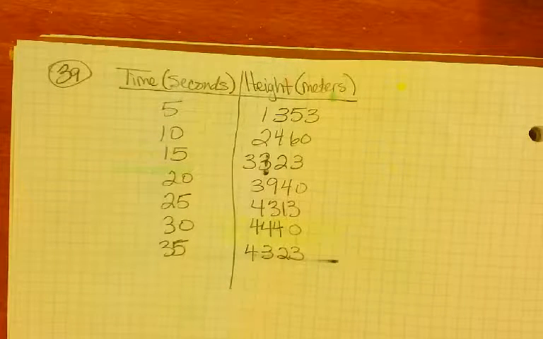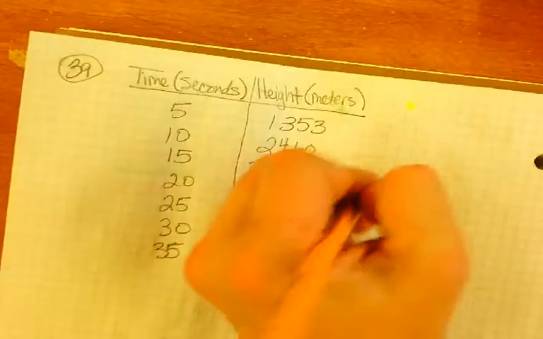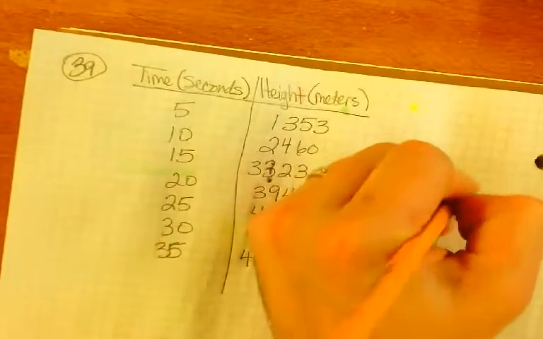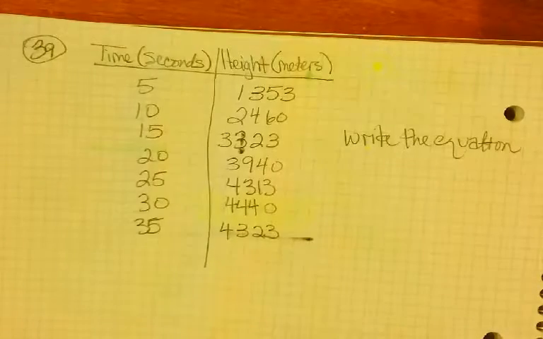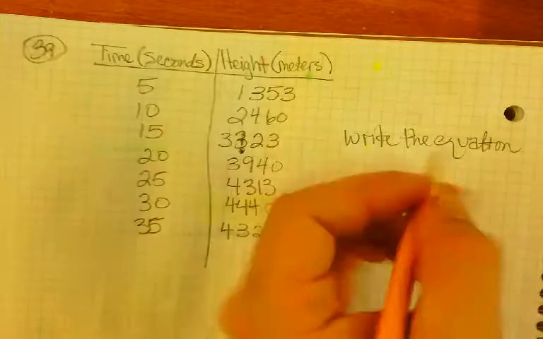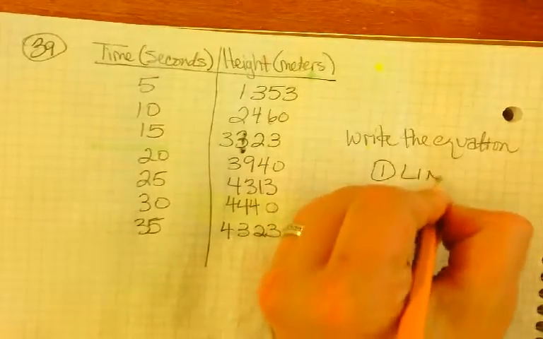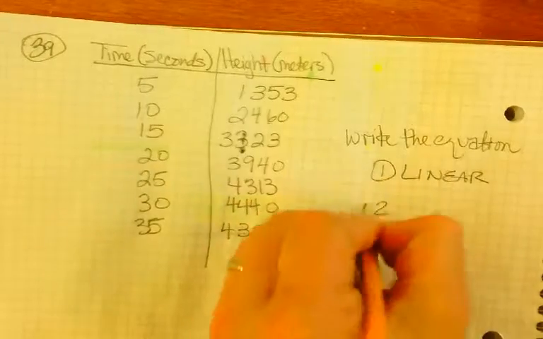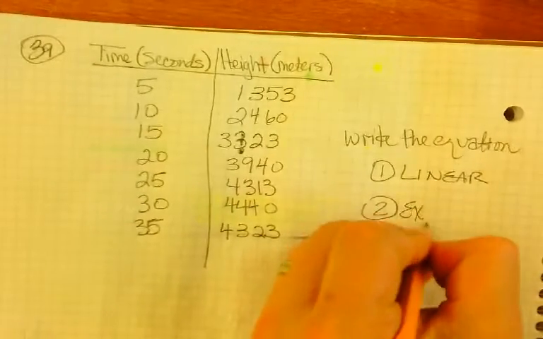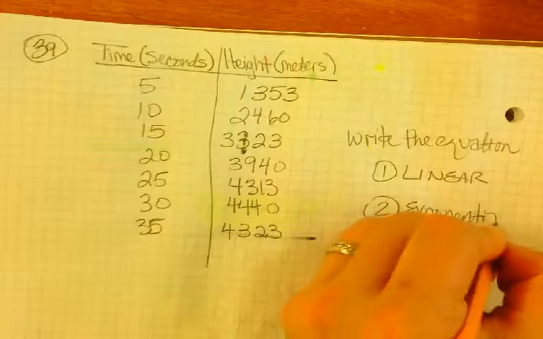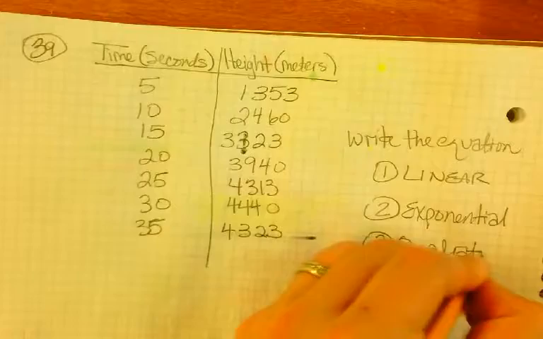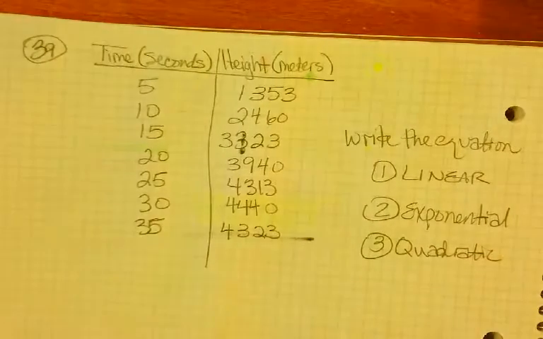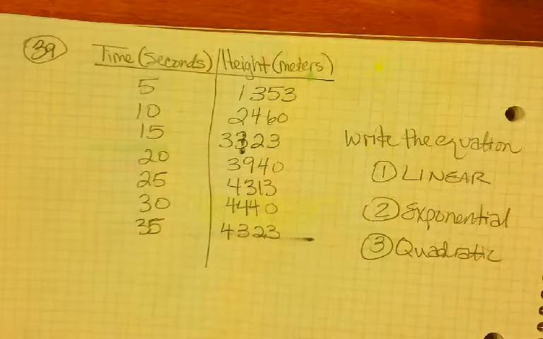All right, so all they're asking us to do here is write the equation. And here's how. There's two things, right? We know that it can either be linear, it can be exponential, or it can be quadratic. We need to pick which one. It can be linear, exponential, or quadratic.